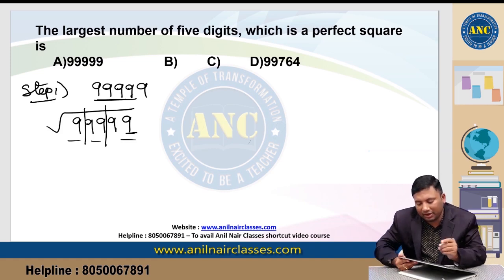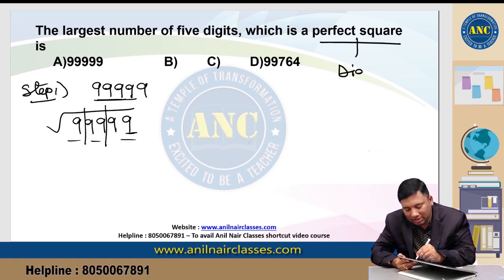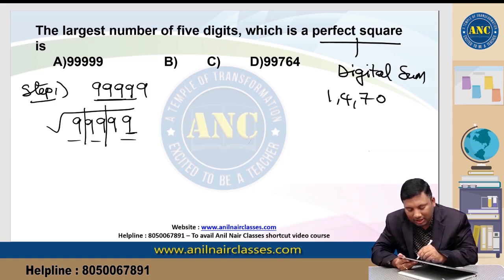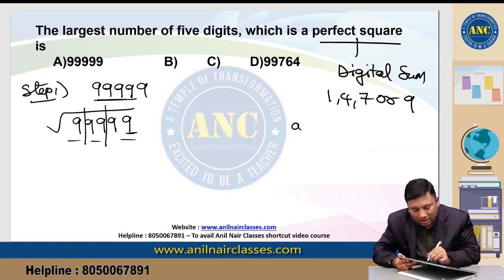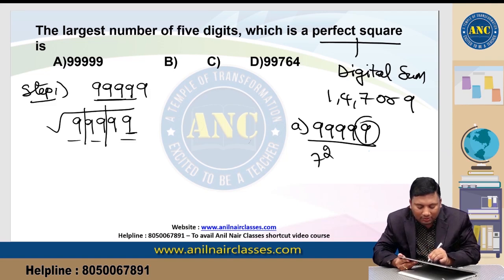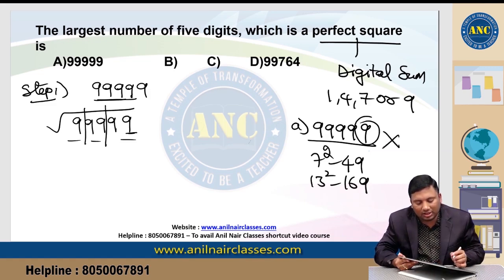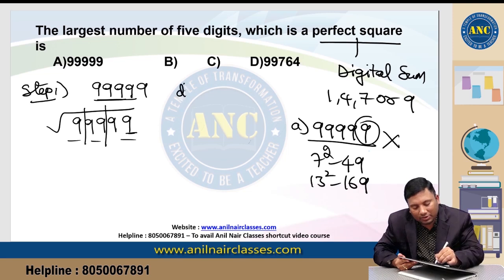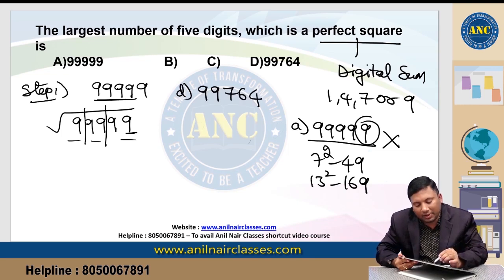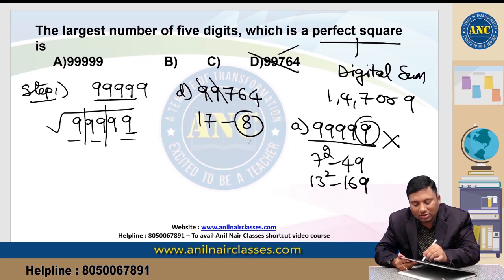Now it should be a perfect square. For a perfect square, the digital sum should be 1, 4, 7 or 9. Am I right? So if I look at the first option, 5 nines: any perfect square ending with 9, the tens place should be even. 7 square is 49, 13 square is 169. So the first option is eliminated. D option, 99764. 9 plus 9 is 18, digital sum is 9. 7 plus 6 is 13, 13 plus 4 is 17, digital sum is 8. So this also is not the option.